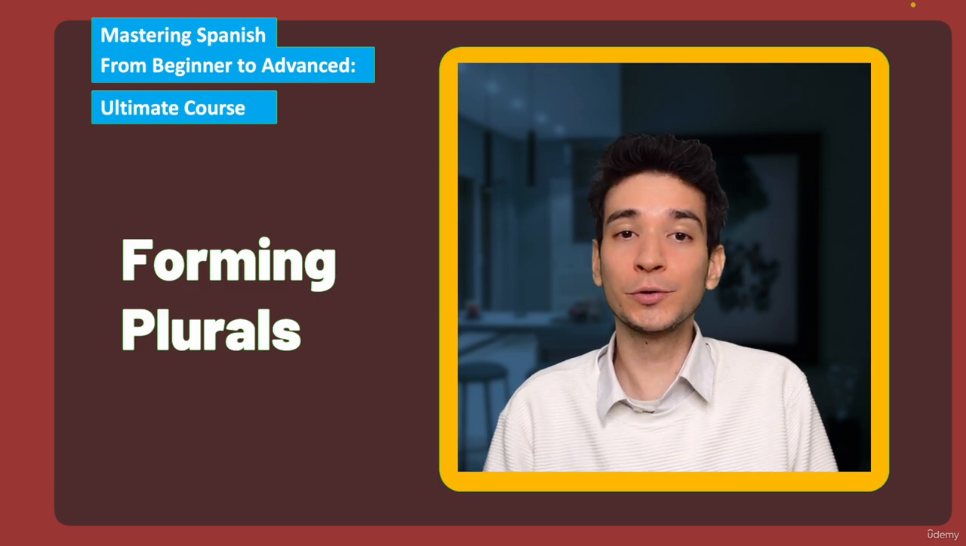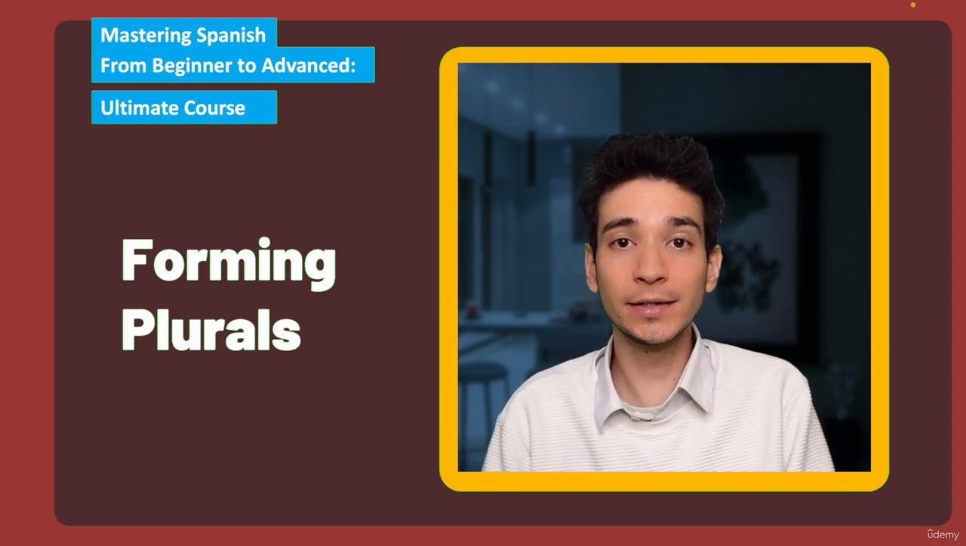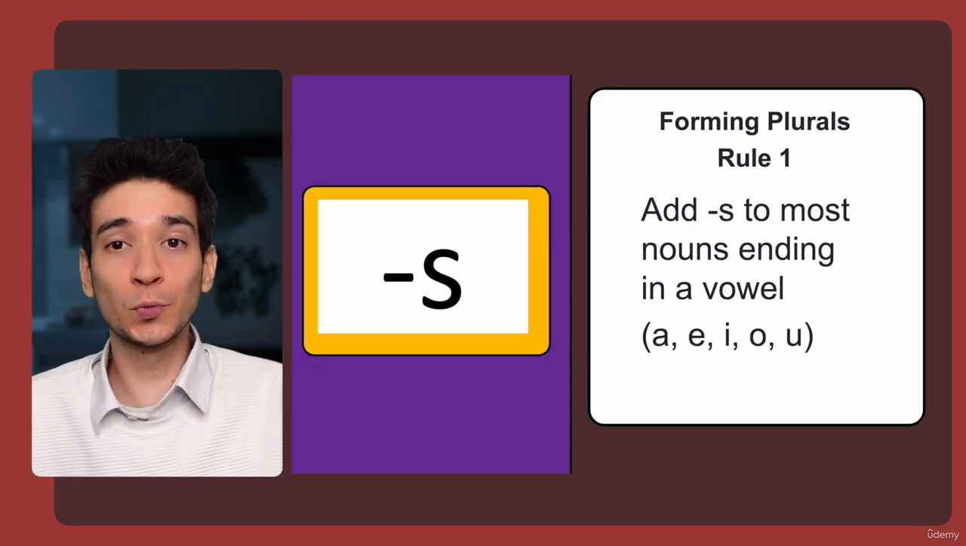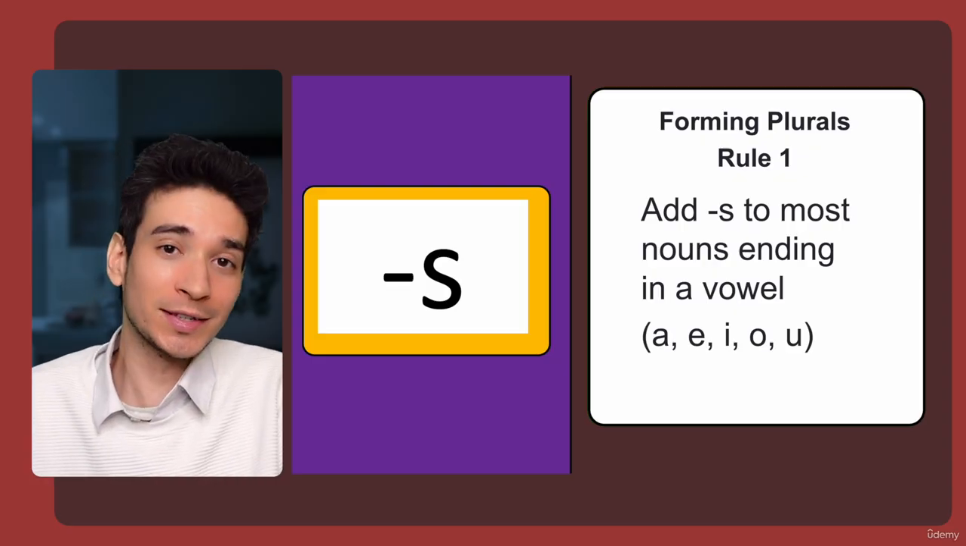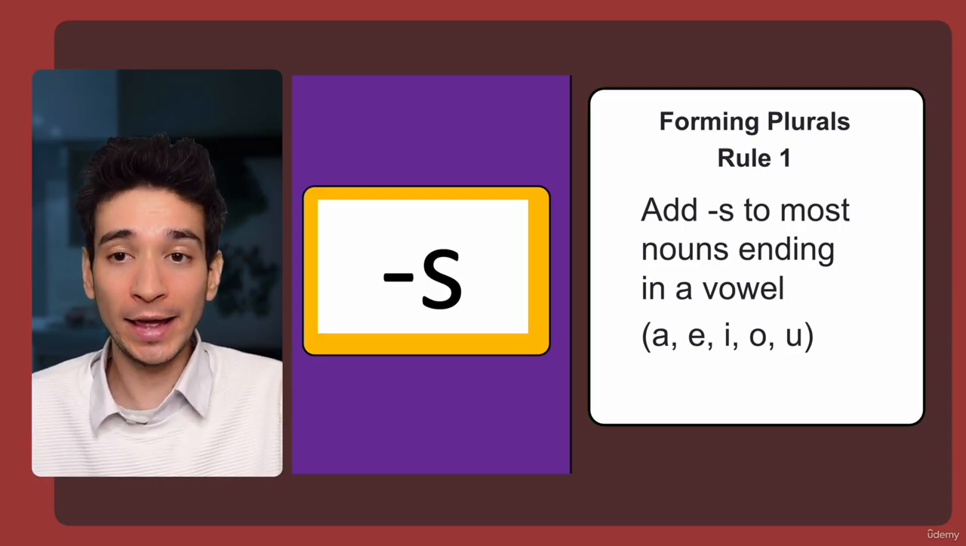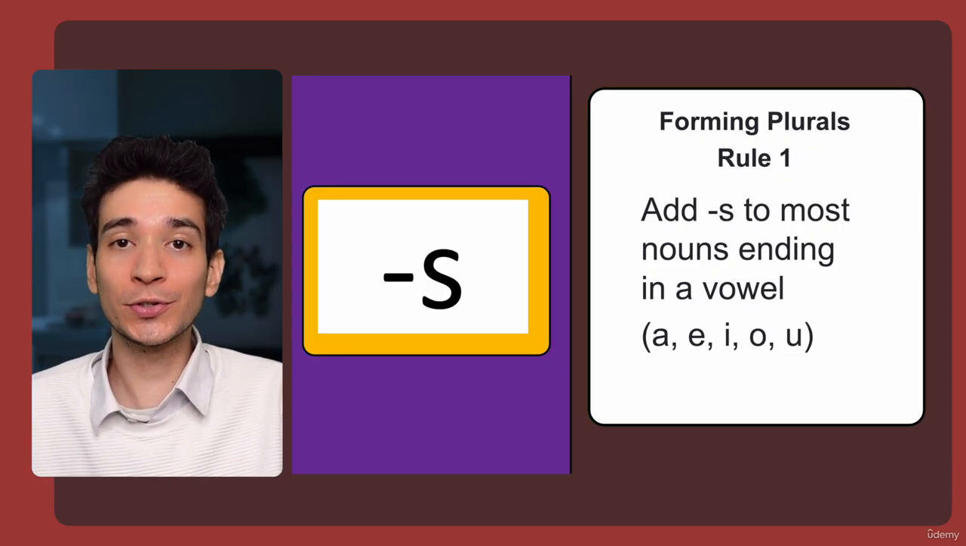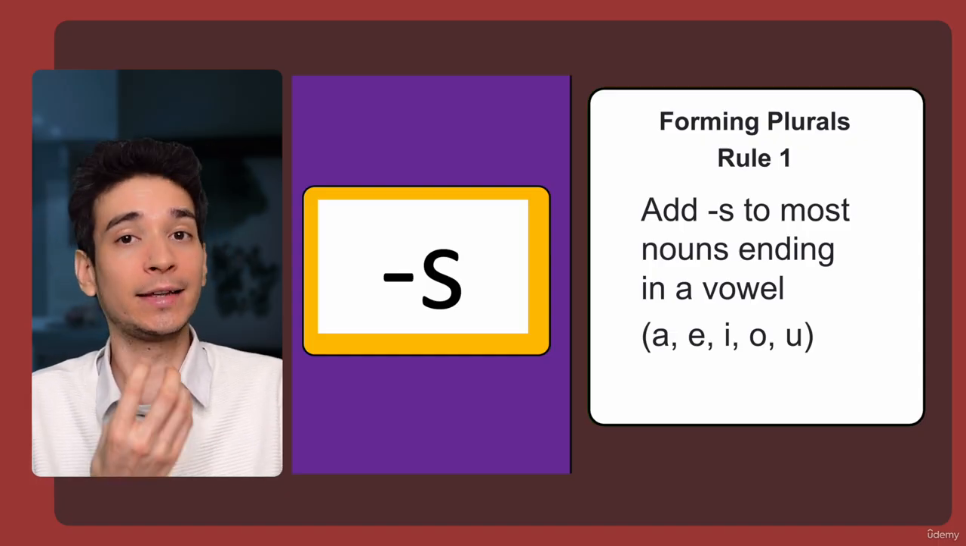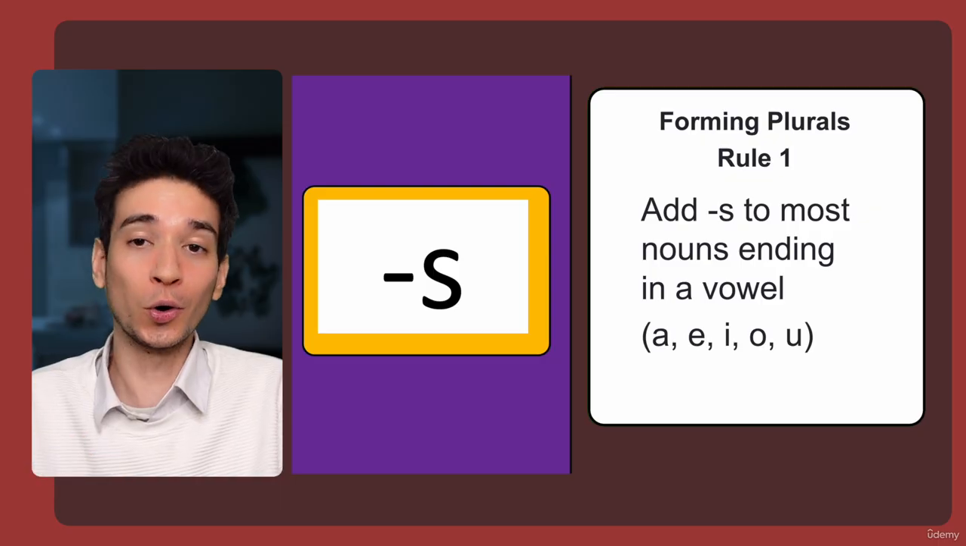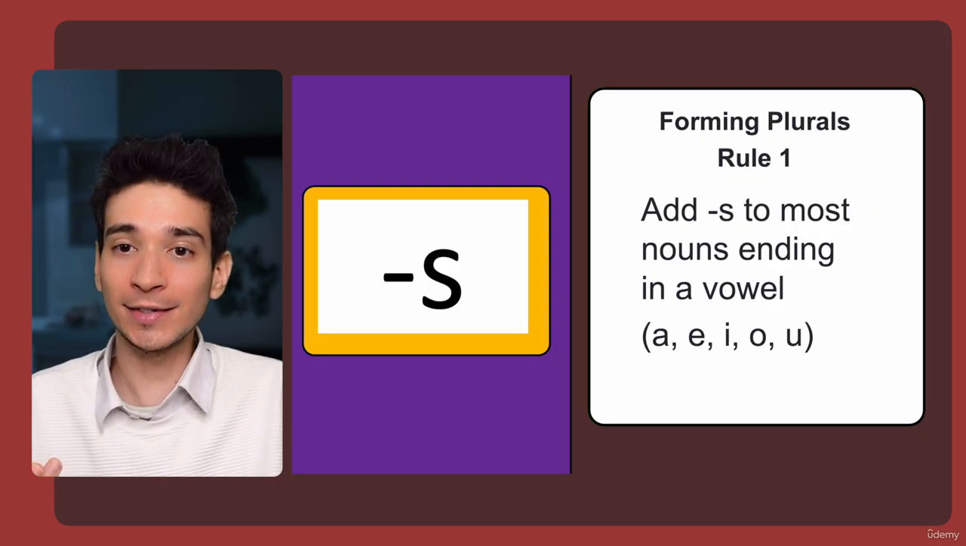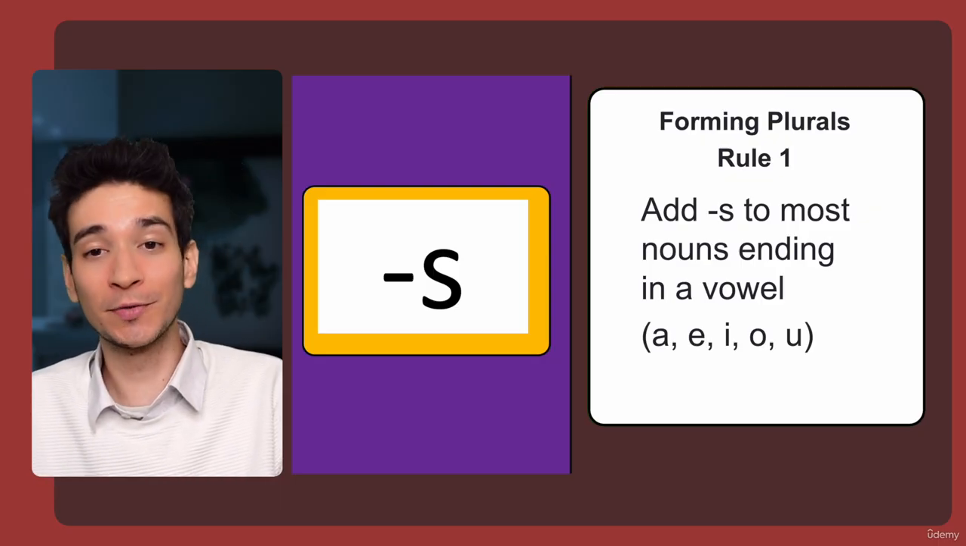Now we're going to learn how to form plurals in Spanish. So the first rule to make a word plural is very simple. You just add the letter S to most nouns that end in a vowel. So if the word ends in A, E, I, O, or U, you add the letter S and you make it a plural. This one is very simple.